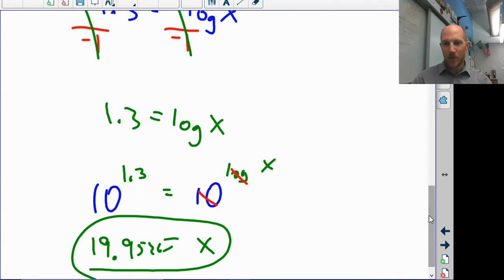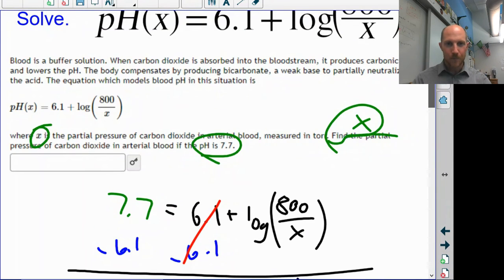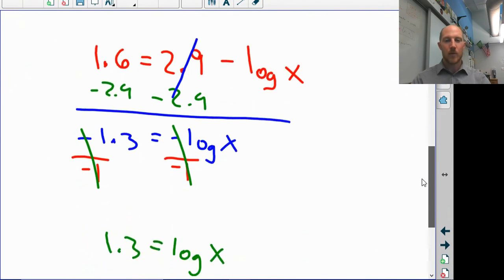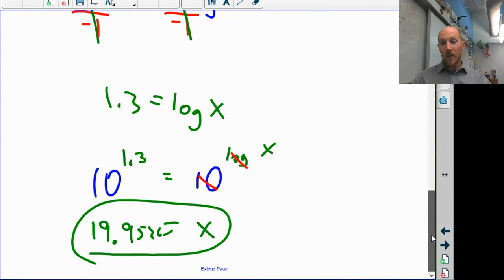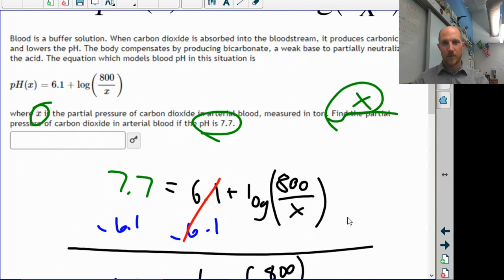Okay, 19 point, how many decimal places does it ask for? Does it even tell us? All right, well, 4, you're not going to go wrong with 4 decimal places. Sometimes you get away with less. 19.9526 would be my answer here. Final answer, the end. That is the partial pressure of carbon dioxide in arterial blood.